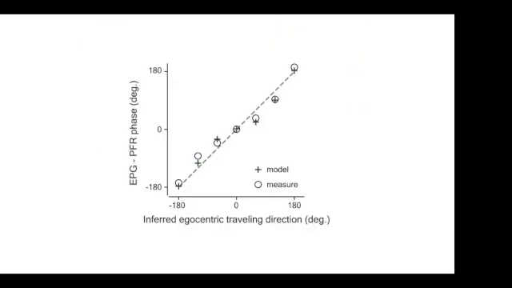You can compare the model to the data. The model, as I described it, would get traveling direction absolutely perfect. But if you actually put in the amplitudes that we measure rather than the idealized amplitudes, you get an excellent fit to the data, arguing that, again, this PFR phase is representing the direction. This is done in egocentric coordinates, but is representing the allocentric direction of the fly.